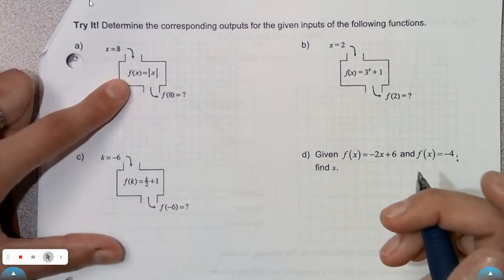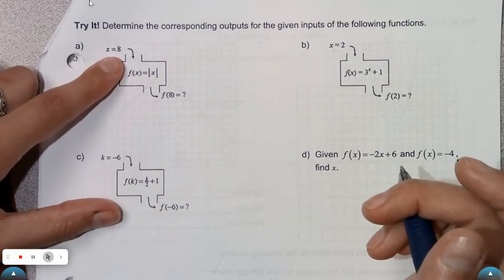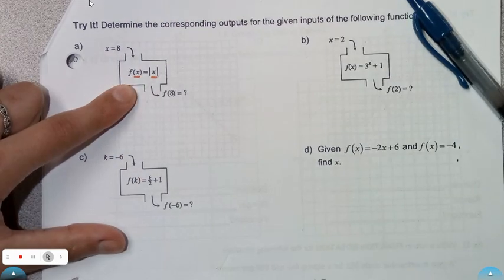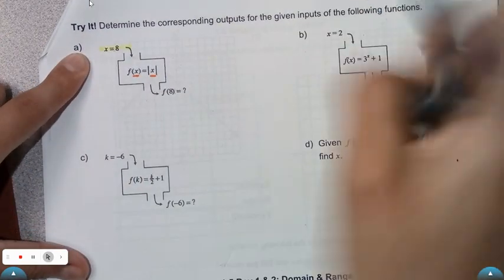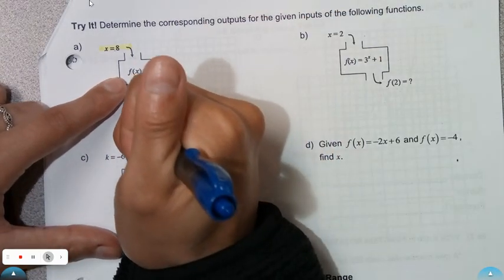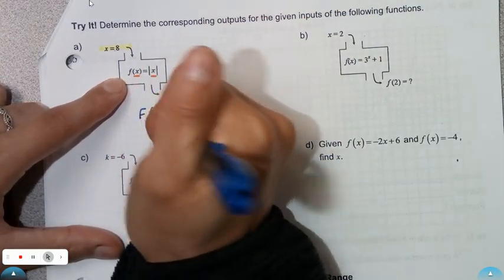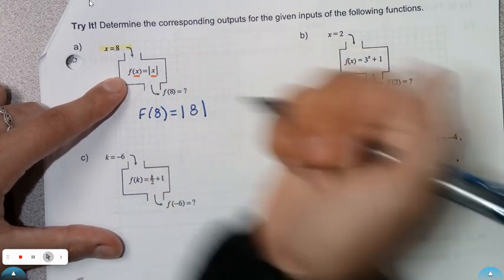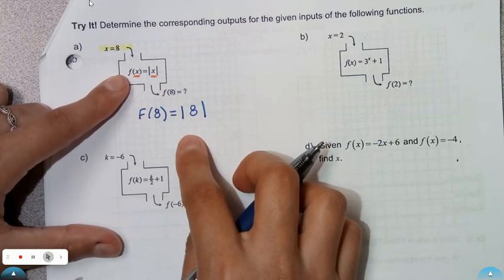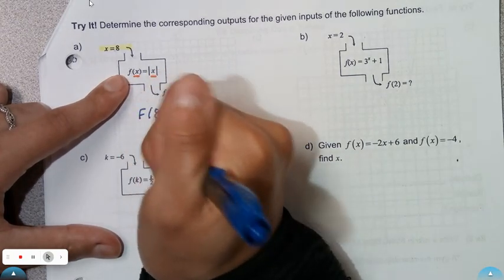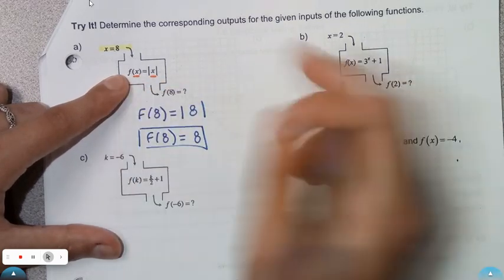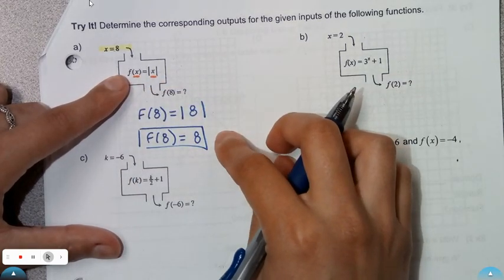All right, so for letter A, I have x equals 8. So anywhere that I see the letter x, I'm going to replace it with the number 8. So in those 2 spots, I'm going to replace it with 8. So f of 8 equals absolute value of 8. Remember that the absolute value makes anything positive. So I have f of 8 equals, this is now just 8. Drop the absolute value and it's just 8.